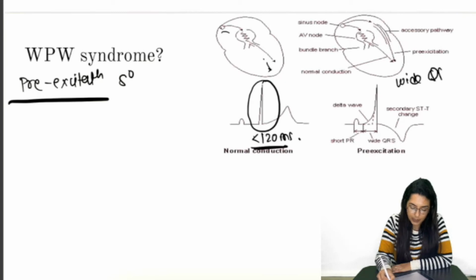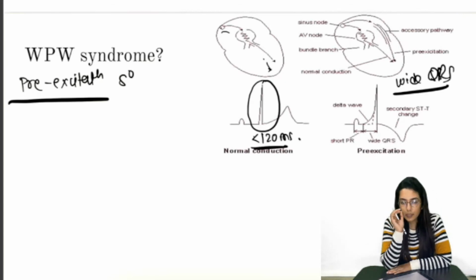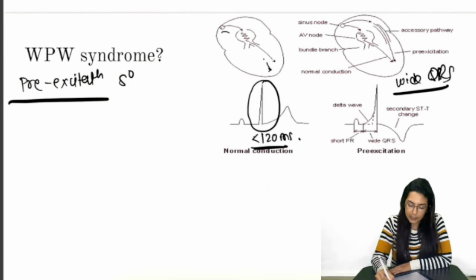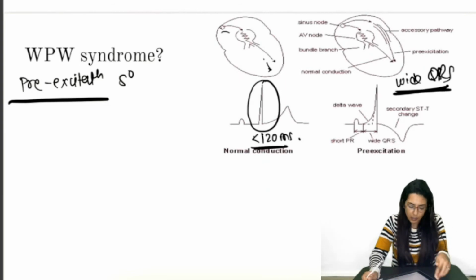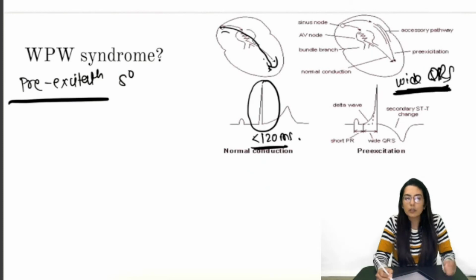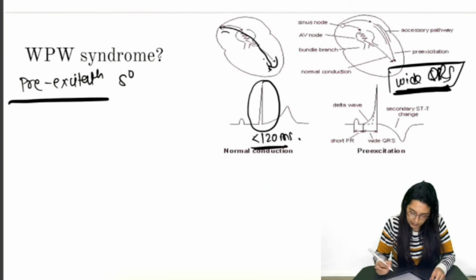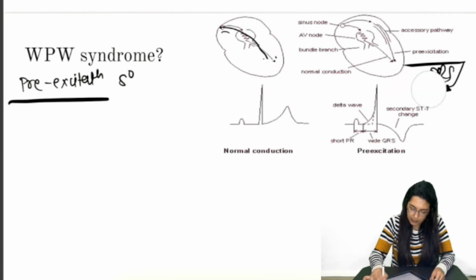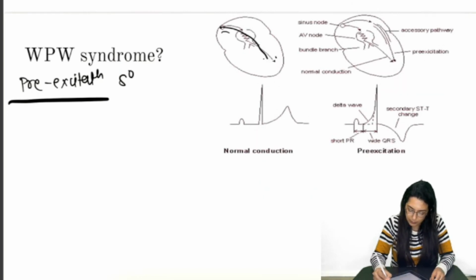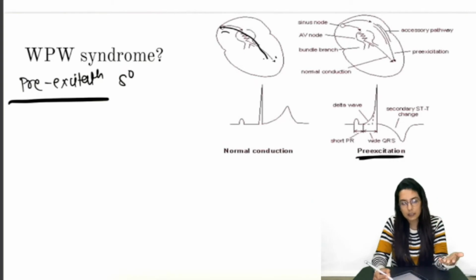Remember, this is the concept behind this. If the impulse from SA node to the ventricle does not go through the AV node, it goes through any other pathway, it can lead to wide QRS. It takes more time, because this is the fastest conduction of the impulse in the normal heart. So whenever it is not going through the normal conduction pathway, that is AV node, Purkinje fibers, it can lead to wide QRS. As you can see, this is the normal conduction and this is the WPW syndrome, pre-excitation syndrome. What does pre-excitation syndrome mean?